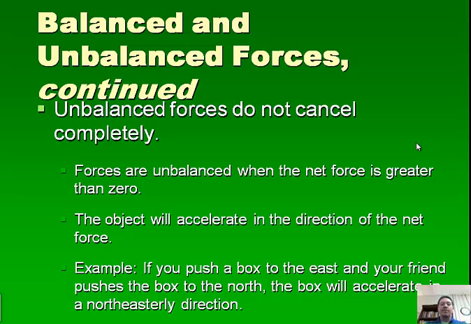So in this example, if you push a box to the east and your friend pushes the box to the north, well, if they're equal forces, then the box is going to go northeast.